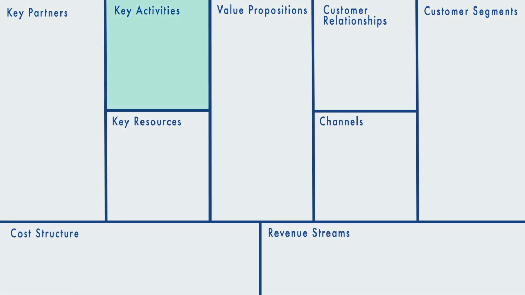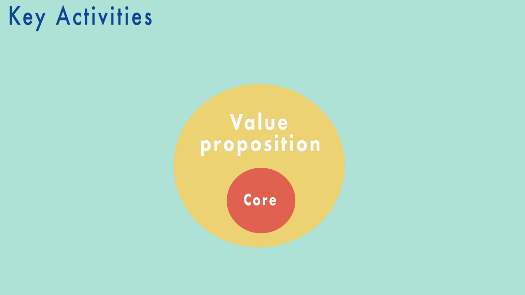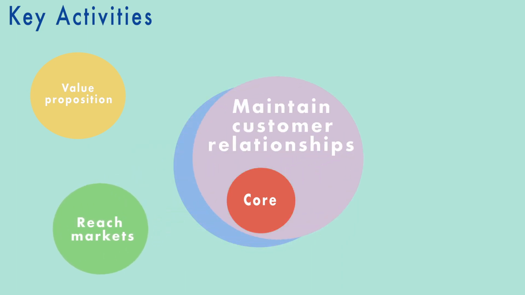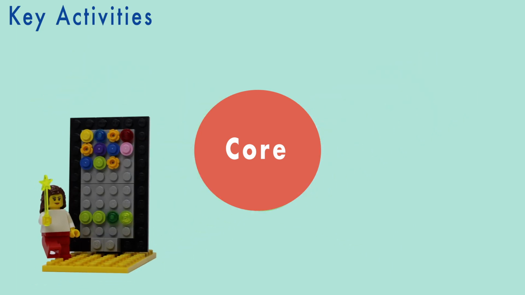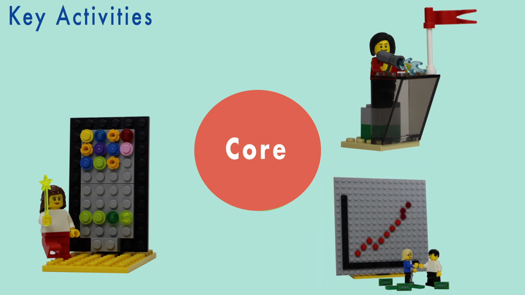Key activities. The key activities describe the core tasks to be carried out in developing a company's value proposition. These are the most important actions a company must take to operate successfully. They are required not only to create and offer a value proposition, but also to reach markets, maintain customer relationships, and earn revenues. For the fast food restaurant example, the key activities are social media engagement, supply chain management, and development of new promotions.